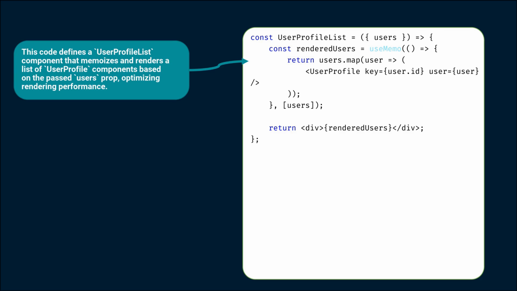This is crucial in applications where the user list may be updated frequently, as it helps prevent unnecessary recalculations and keeps the interface responsive. The result of this mapping is stored in the renderedUsers constant, which is then returned inside a div element. This approach demonstrates how useMemo can preserve performance by saving the previous rendered output and skipping recomputation unless the relevant data changes. Consequently, this small optimization can lead to significant improvements in performance, especially in more complex applications with dynamic user data.